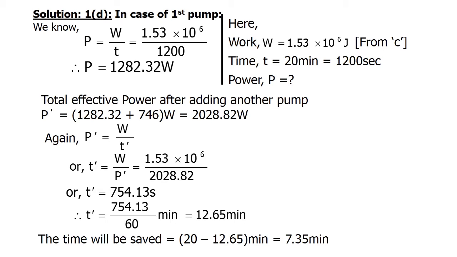To calculate the time in minutes, we divide by 60 and we get 12.65 minutes. That means if the two pumps work together, it will take 12.65 minutes, but the first pump alone will take 20 minutes. So how much time will be saved? We can say 7.35 minutes will be saved.